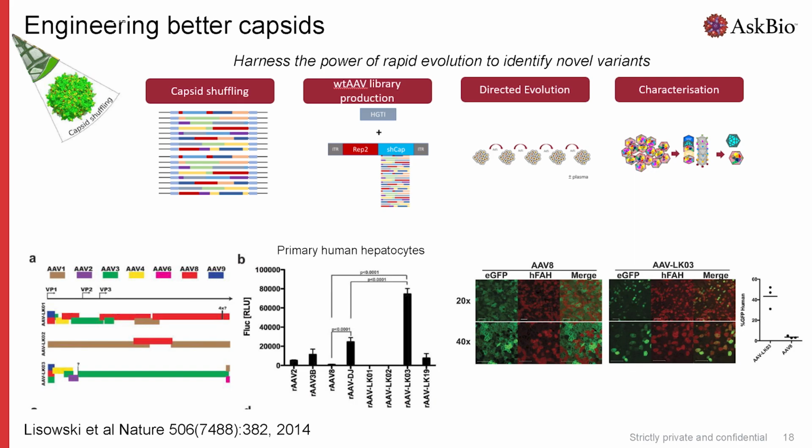This figure shows the mouse liver, which contains both mouse and human hepatocytes. AAV8 is really good at getting into the mouse cells, but not so good at getting into the human hepatocytes, whereas with LKO3 the converse occurs, and you can get up to, I think, an 8-fold transduction in the human cells compared to AAV8.